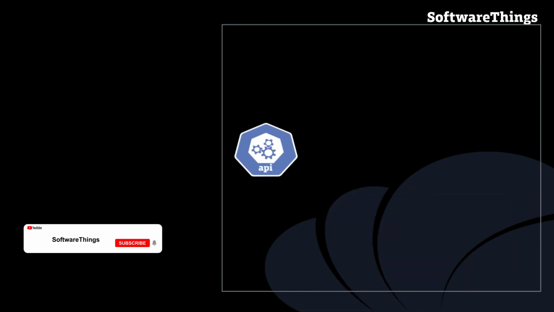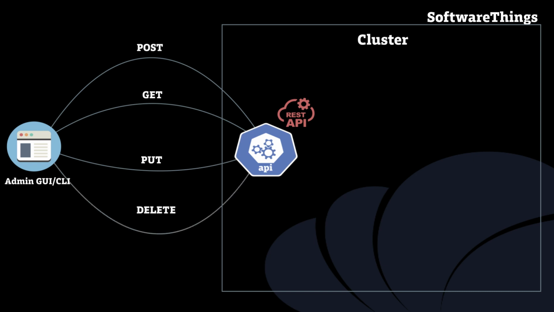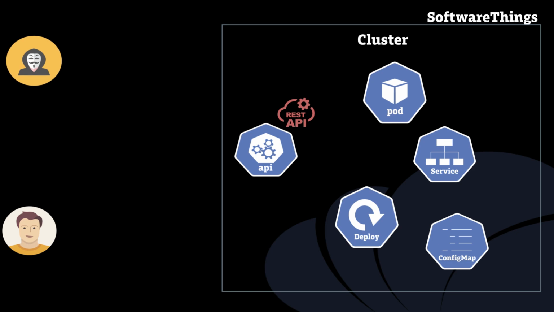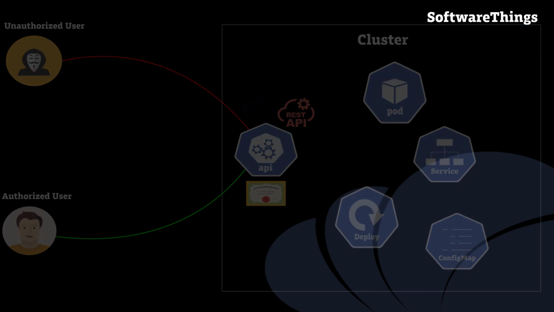The API server exposes RESTful API endpoints that are used to create, read, update, and delete resources within the cluster, such as pods, services, deployments, and configuration settings. It is also responsible for authenticating users and ensuring that they are authorized to perform specific actions within the cluster. This is typically done using authentication methods like certificates, tokens, or integrated authentication providers.